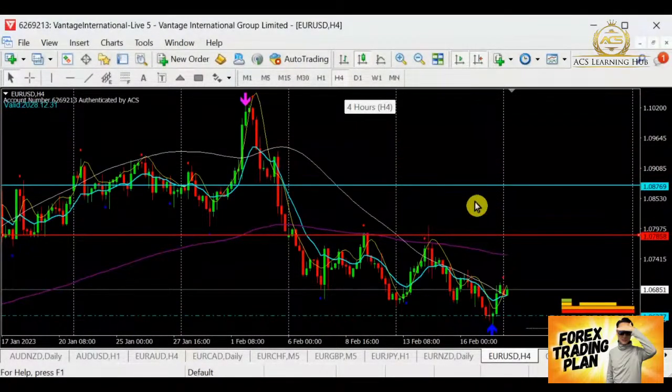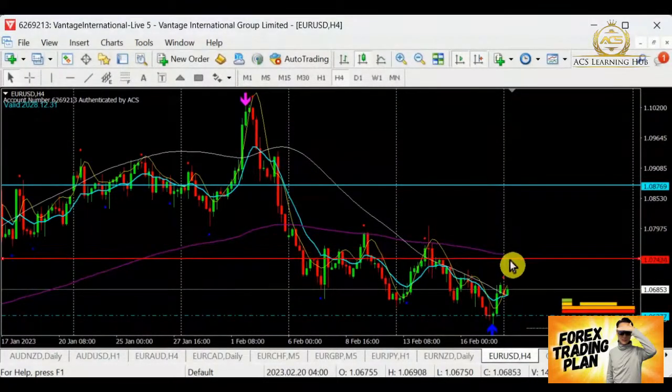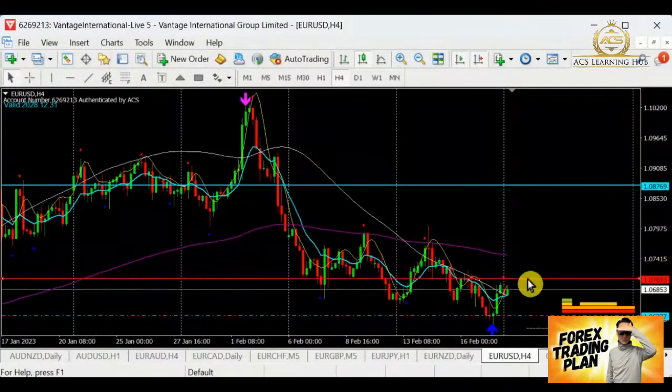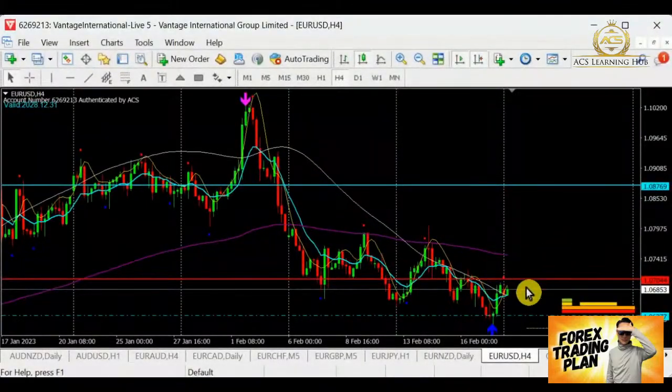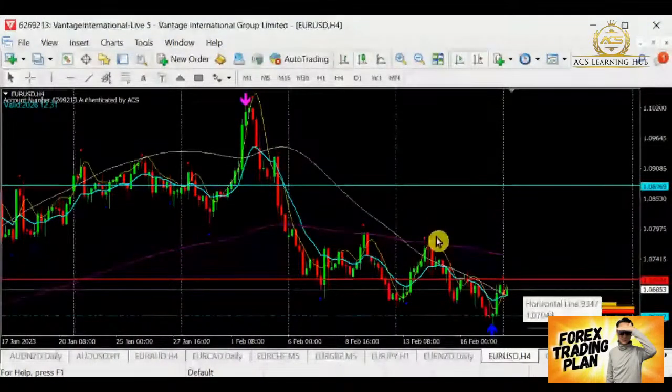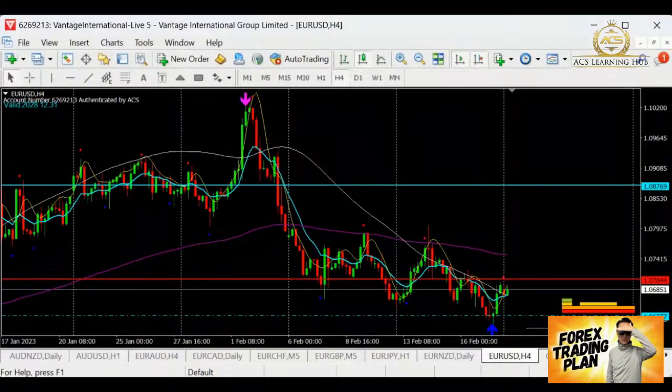Okay, so for this area here, we can see the resistance has been tested once. It went down for a lower high over here. So this is the last lower high here, correct? The swing high. So at this point here, I'm going to wait for Euro Dollar to test into 1.07044 to meet up with the resistance. Then if this is able to hold it down, yes, then I will continue the selling. All right. Okay, so that's for the Euro Dollar.